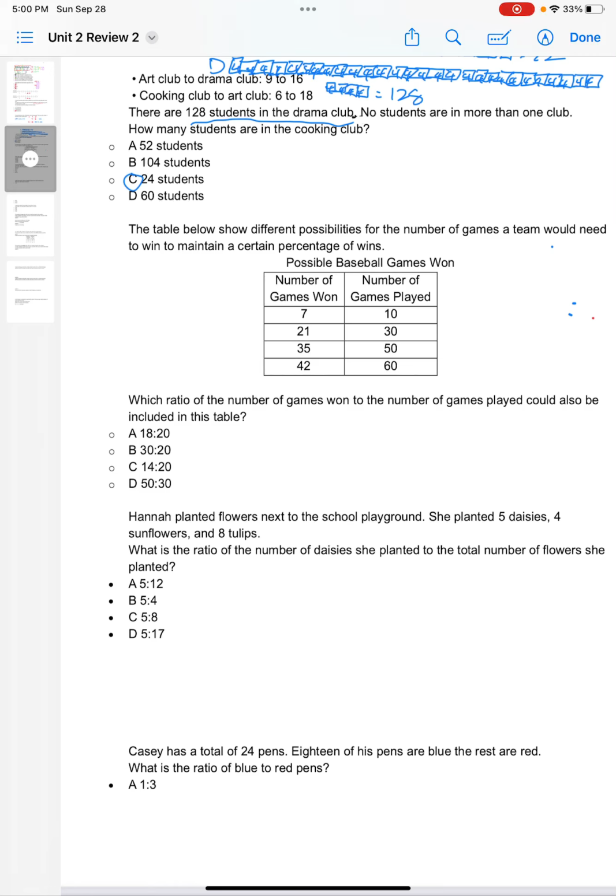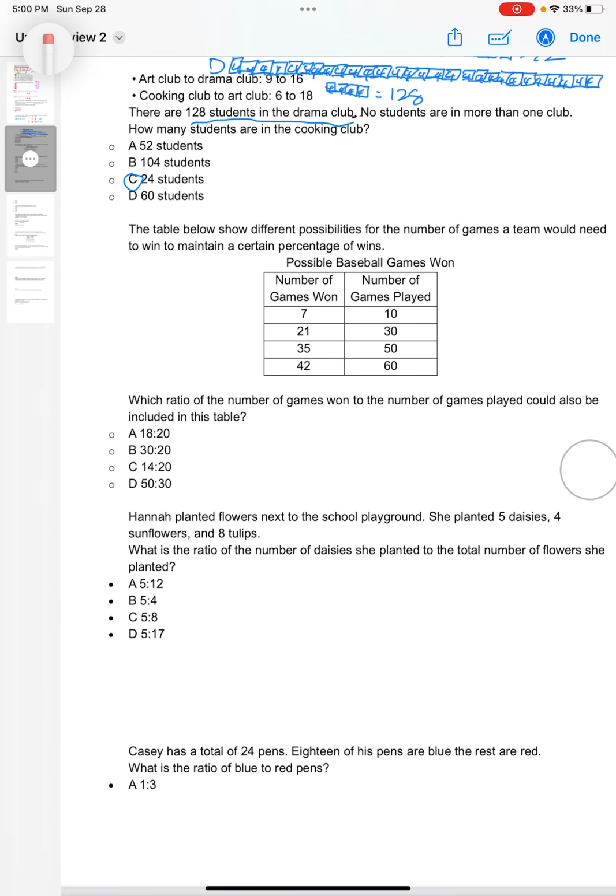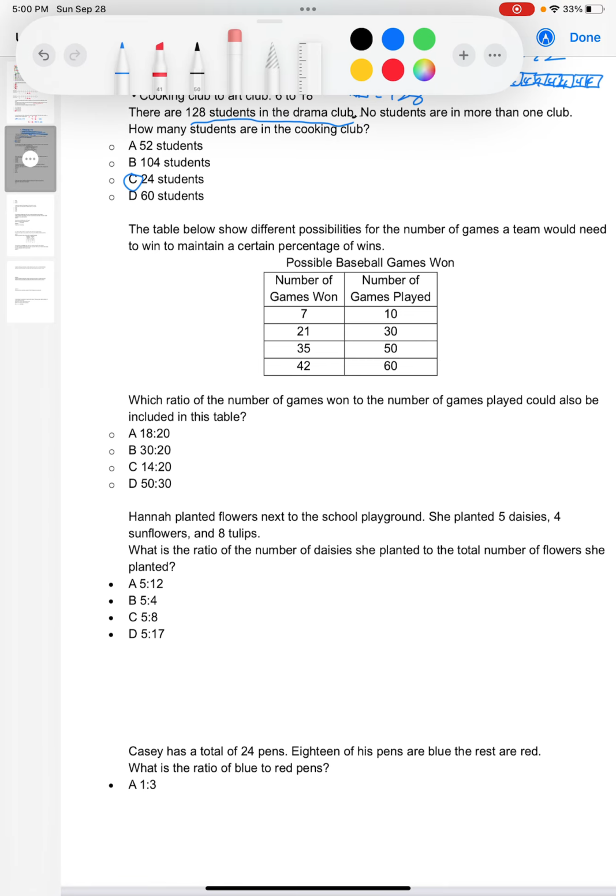All right, for question 4 here, we're looking at equivalent ratios. So we're looking at which of these answer choices is equivalent to what's in the table. One of the ways we can do this is, 7 to 10 is our original ratio.